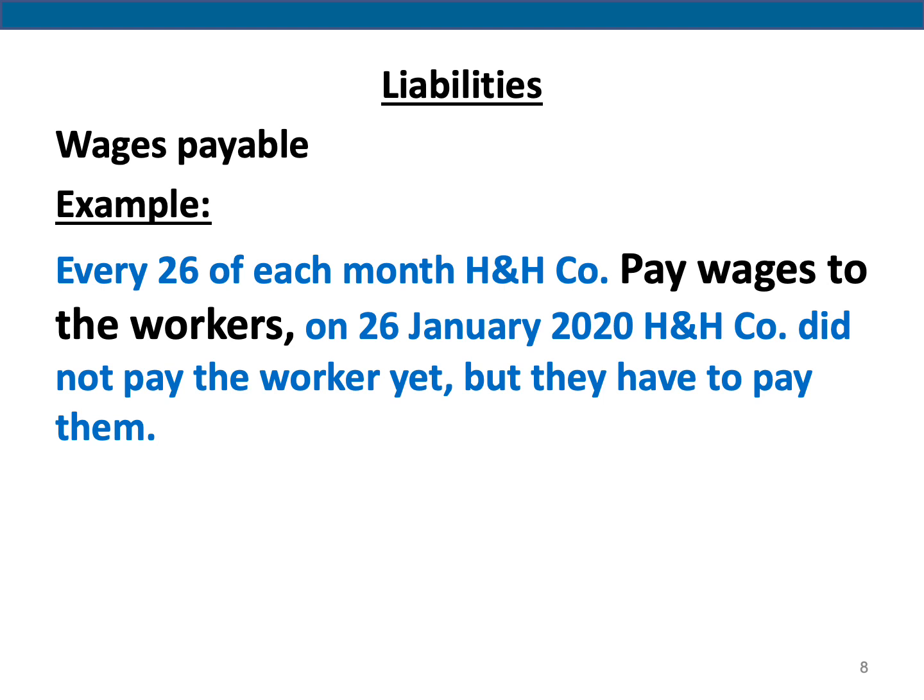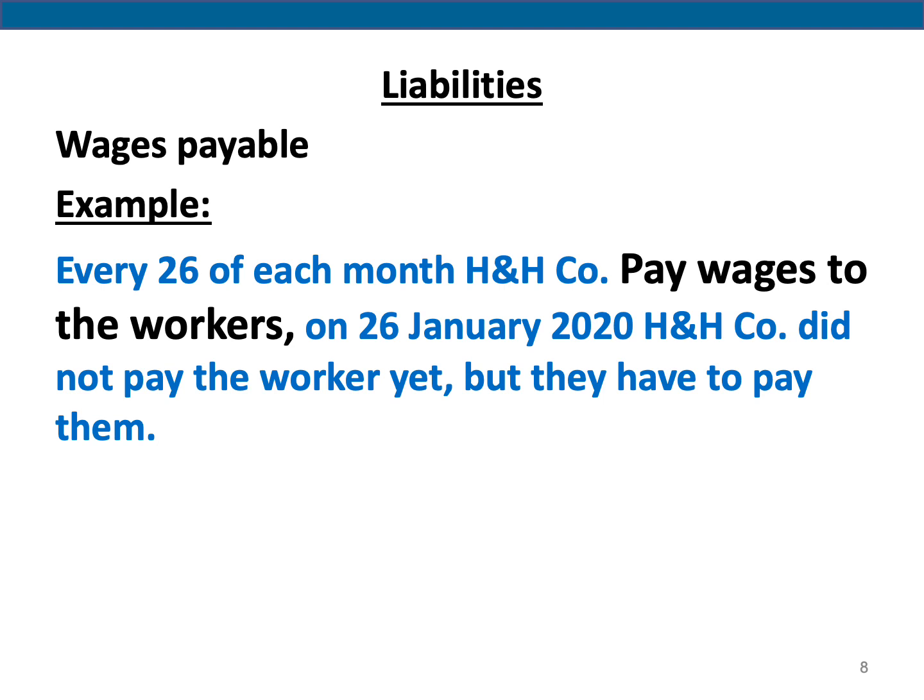Every 26th of each month, H&H company pays wages to the workers. So every 26th of each month, the company has a responsibility to pay wages to the worker. On the 26th of January 2020, H&H did not pay the worker yet, but they have to pay them. So we know that every 26th of each month, H&H company has to pay the workers.